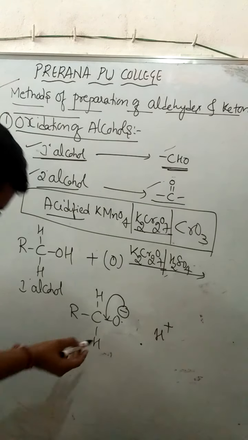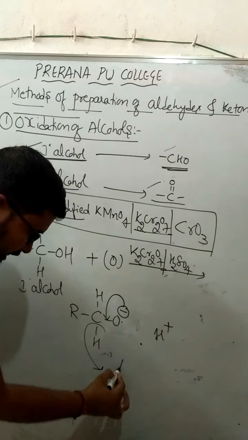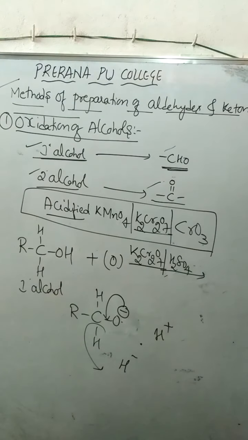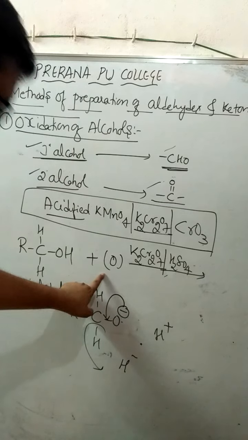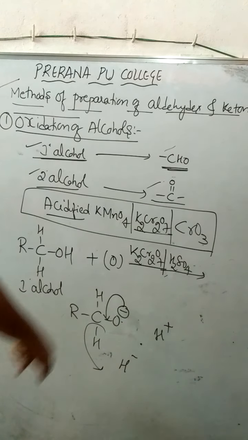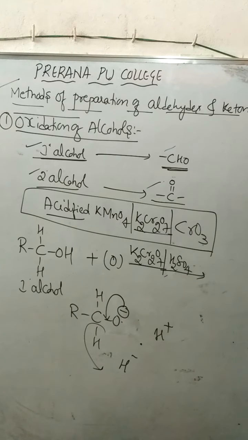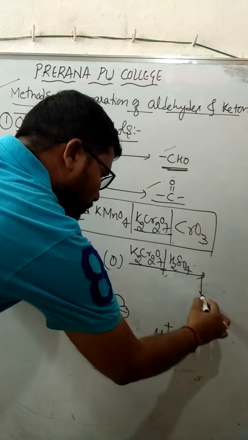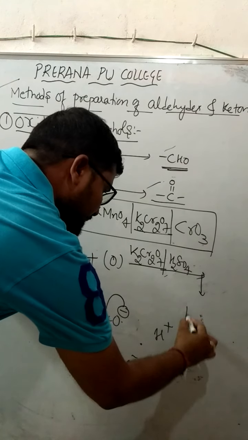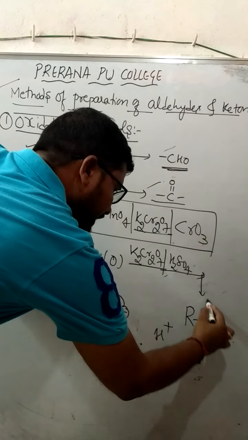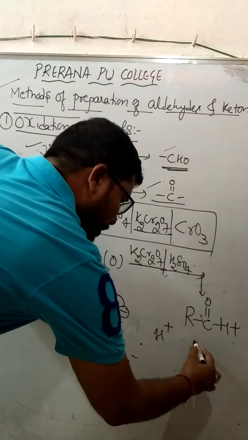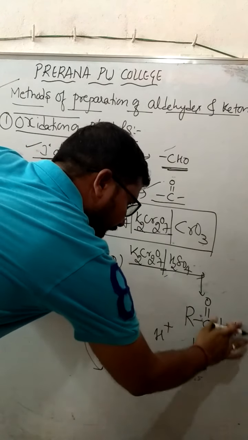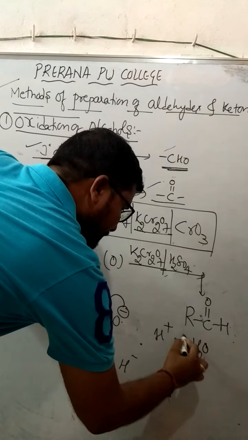So to satisfy its tetravalency, this hydrogen gets eliminated as a hydride ion, such that this H minus combines with H plus, which combines with oxygen to eliminate water as a byproduct. So when water is eliminated as a byproduct, it is left with R-CH double bond O, along with H2O as the byproduct.